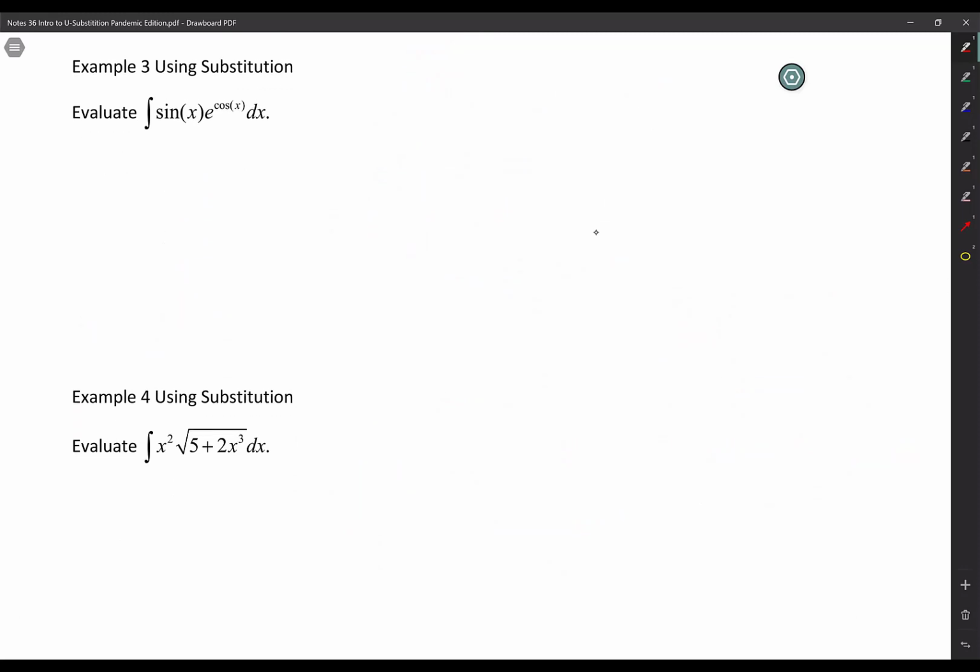You do not have to use U-substitution if you can see it, guys. What do you mean, Chavez, see it? Of course I can see it. That's not what I meant. I meant if you can visually see the antiderivative, because some of you are really good at working backwards. Like, oh, what do I take the derivative of that'll give me the sine x e to the cosine x? And you might be able to figure it out.